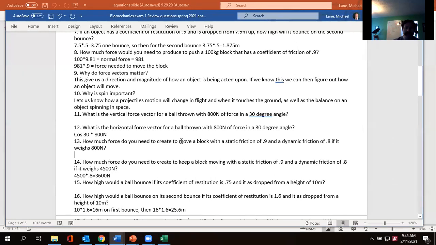Okay. Notice it says to move a block. So that means between static and dynamic friction, which of the two are we going to use? Dynamic? Static. So notice it says to move the block. We're going to use 0.9 because we're trying to get it moving. That's static friction. Whereas here, in order to keep it moving, that's a different story, because now we're going to multiply it by the dynamic friction.